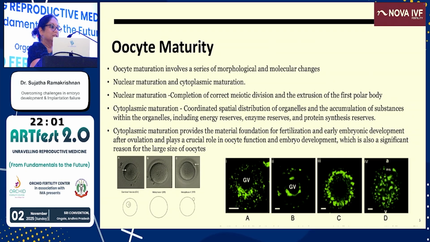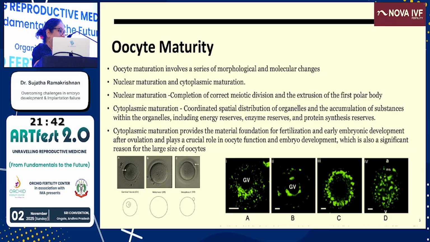Now, let me start with oocyte maturity. I have started with this particular point because most of the time the doctors or the clinicians would say, I gave you so many M2s. Like I gave some 20 M2s, but I got only 3 blastocysts. All the others have got arrested.